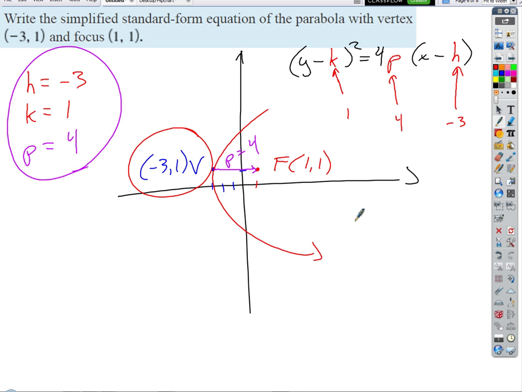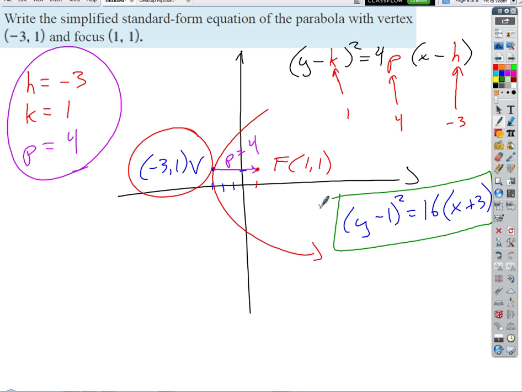So what do I get then? The quantity y minus 1 squared equals 4 times 4 is 16 times x minus -3 would be x plus 3. So that's the answer I would input in Moodle, right? Make sense? Okay.